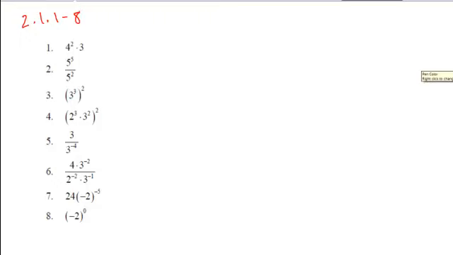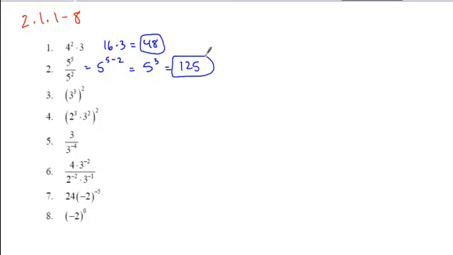In this set of problems you're looking to evaluate each expression. So you just perform the operations. 4 squared is 16 times 3, which gives you 48. For question 2, when you divide exponents with the same base, you subtract their powers. So this is equal to base 5 to the power of 5 minus 2, which gives you 5 cubed, an overall value of 125.